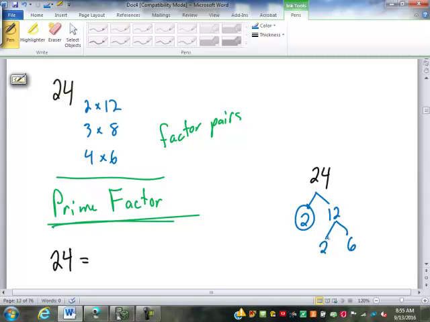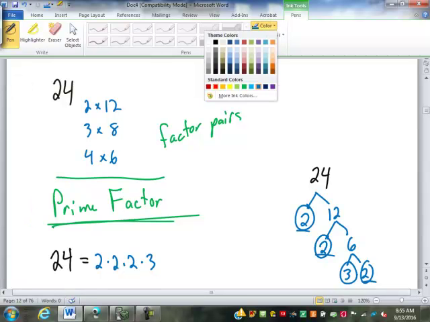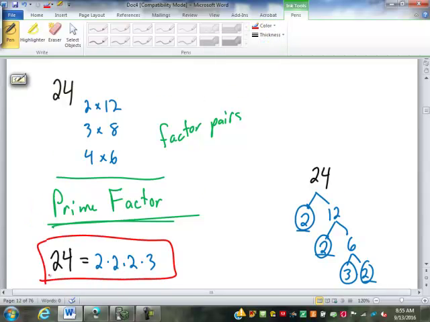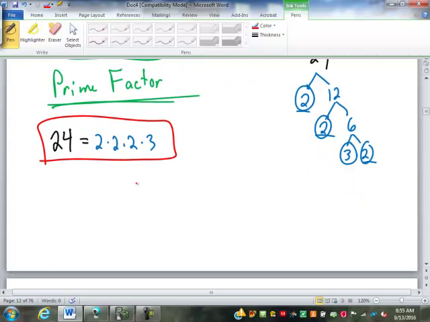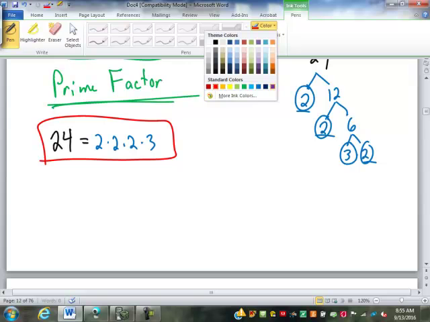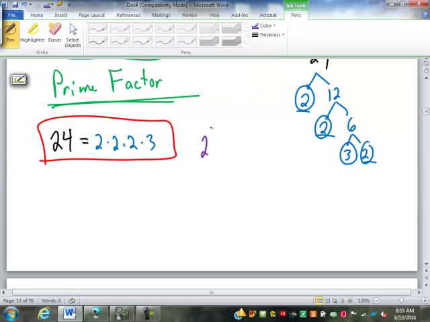So 2 times 6 makes 12. Again, the 2 is prime, so I'm going to circle it. What are two numbers that can be multiplied to make 6? 3 times 2. Those are both prime, so I'm done. So I'm going to put them in order from smallest to largest. I have 1, 2, 3 2's. So 24 is 2 times 2 times 2, and then I have the 3, so times 3. So that is the prime factoring of 24: 2 times 2 times 2 times 3. You can, if you want to, shorten this up and write it as 2 to the 3rd power times 3. That's just a shorter way of saying there are 3 2's there.